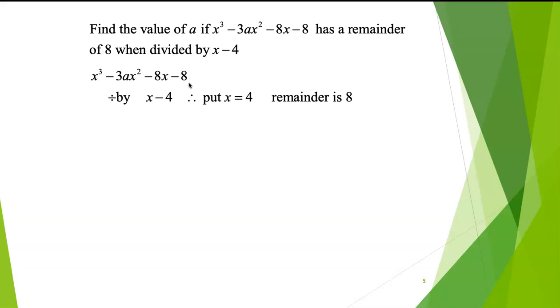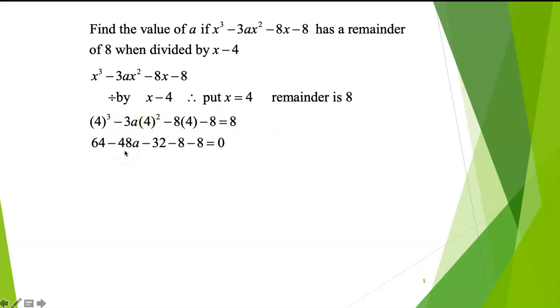Using the remainder theorem, if you take the 4 and substitute it back into the equation, you should end up with a value of 8. So now if we substitute the 4 back into the equation, it must equal 8 because that's the remainder. So you can see now you've got an equation with only one unknown. Rearrange, simplify, and solve, and you get a is equal to 1 over 3.